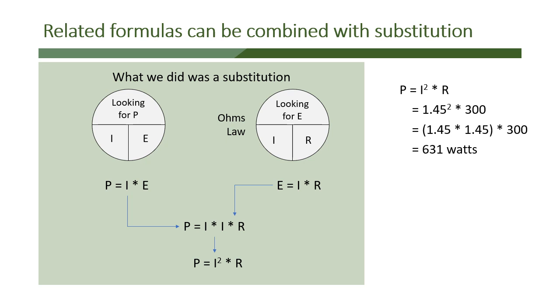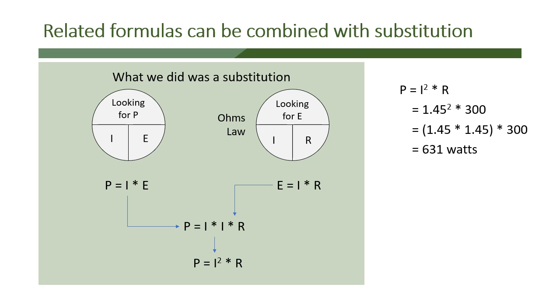I squared times R, we go 1.45 squared times 300 ohms. 1.45 amps squared is actually 1.45 times 1.45, and then the result we multiply by 300 ohms, and we get 631 watts. So we could have done this with a substitution where we didn't plug in the numbers until the end, or as we did before, we plugged in and solved the equation separately, and then brought one result to the other. Doesn't matter, each way works.